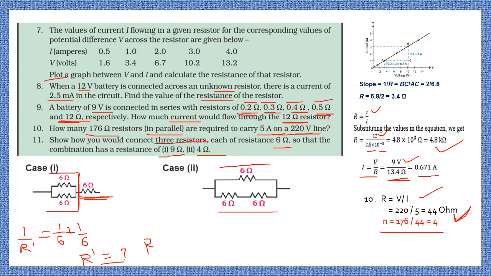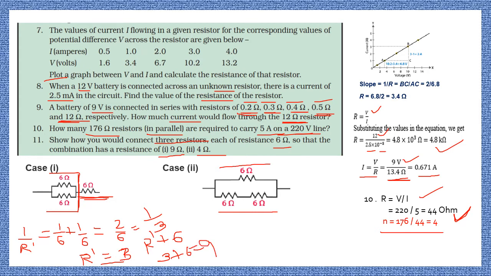This is not r plus, this is r dash. R dash plus 6. Can you find out the value of r dash right now? Let me solve it for you. It will be 2 upon 6, means 1 upon 3. So if 1 upon r dash is equal to 1 upon 3, so r dash will be 3. So r dash will be 3. So 3 plus 6 is equal to 9.